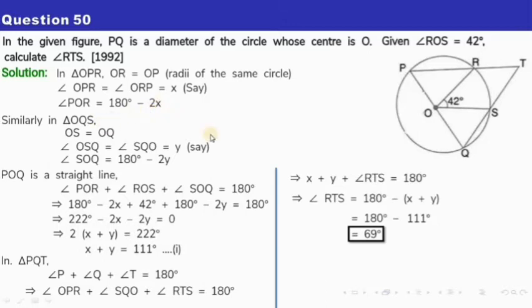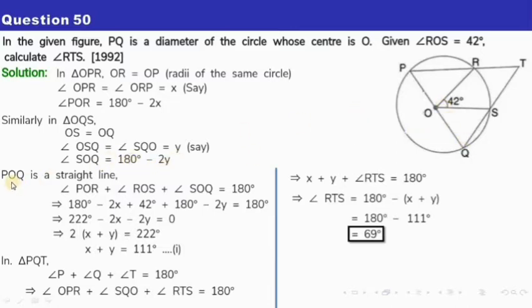Similarly, let us have a look at this triangle. OQ and OS are both equal because they are radii of the same circle, so here also you need to write radii of the same circle. Again this is an isosceles triangle, so this angle and this angle will be equal, and I'm assuming that angle to be y. So the remaining angle SOQ will be 180 minus 2y.